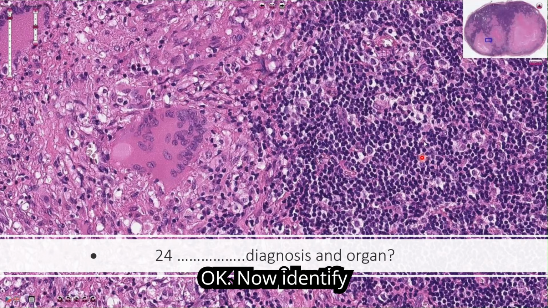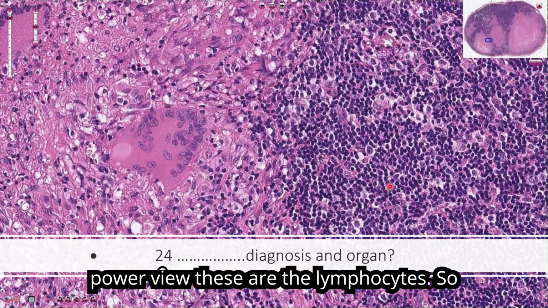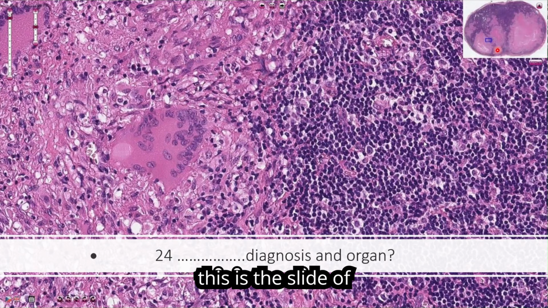Okay, now identify the organ. Here you can see a scanner view in which pink necrotic material is surrounded by normal tissue. In high power view, these are lymphocytes. So this is the slide of a lymph node.